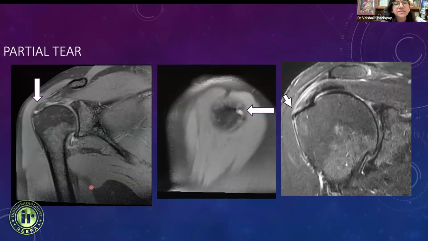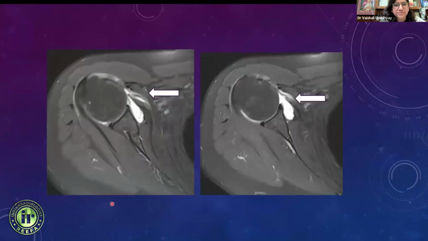Partial thickness tears at the footprint are also known as rim-rent tears. But believe me, I don't believe in labeling tears as something. What I believe is best is that you need to identify and describe the tear as best as possible.